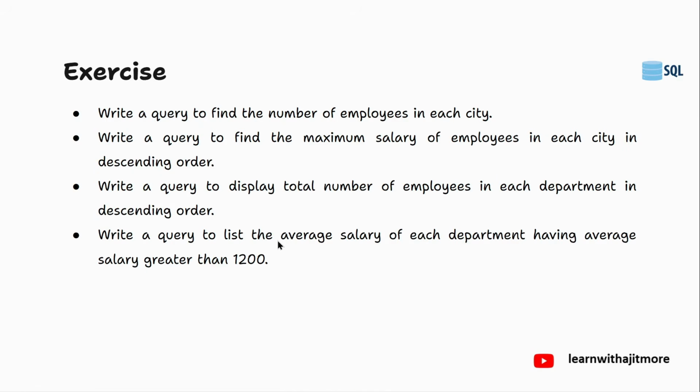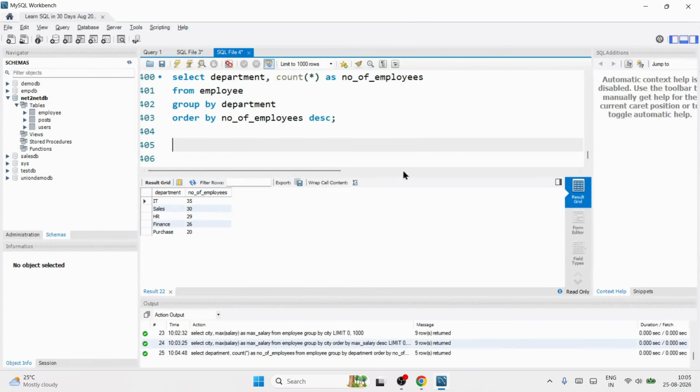And last, quickly you tell me so that we can stop with today's session. Write a query to list the average salary of each department. But only those departments which are having average salary more than 1200, we will change the number. Okay? Select department and average salary from the employee table, group by department, and having average salary as AVG salary.